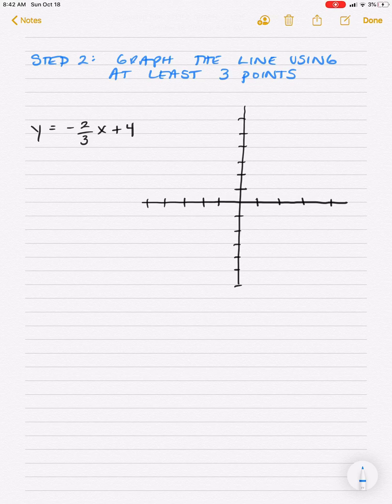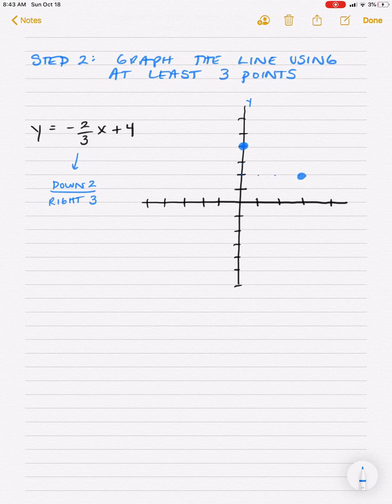Like we said, we're going to start by plotting the y-intercept right here. And this is the point (0, 4). Again, this is on the y-axis. And so that's going to be my beginning point, (0, 4). From here, I'm going to move the slope. What this slope of negative 2/3 means is we're going to go down 2 units, but then we need to go to the right 3 units. So we're going to move down 2, and then I move over to the right 3 units.